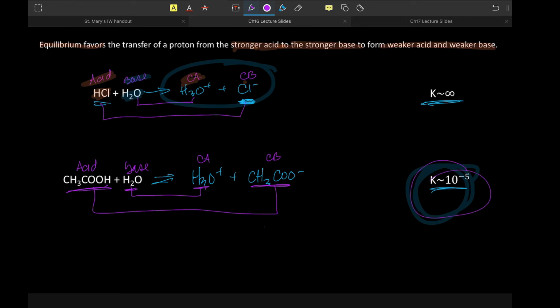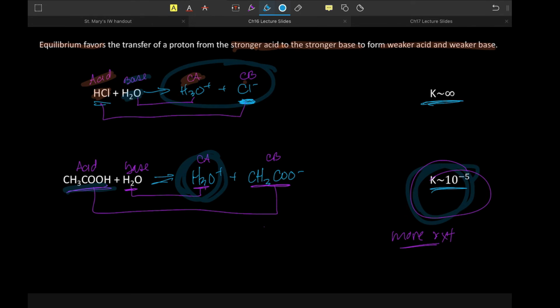So if we have a K equal to 10 to the negative 5, that means there is more reactant versus product, yes? That's what that means. So if we look at what our reaction says in this case, what that's saying is that this is the stronger acid. Of my two acids, the H3O plus is the stronger acid. It is the one that preferentially donates a proton, which is what leaves us on the reactant side.